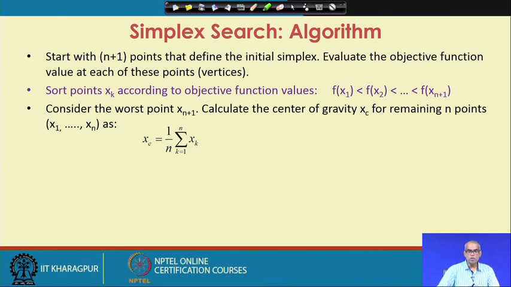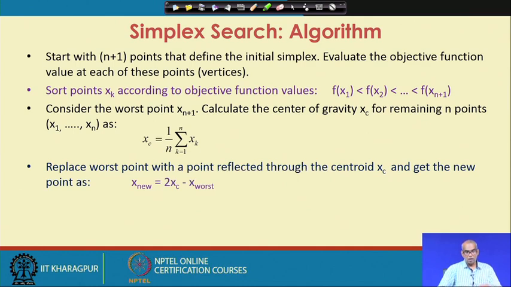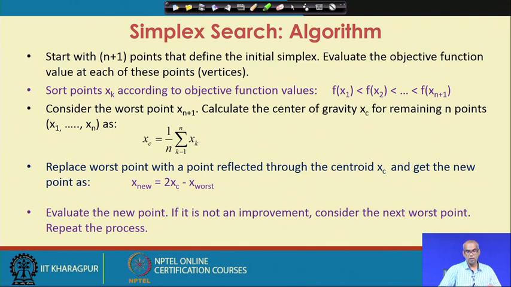So, consider now the worst point x n plus 1. Calculate the center of gravity x c for the remaining n points as x c equal to sigma k equal to 1 to n of x k divided by n. Replace the worst point with a point reflected through the centroid x c and get the new point as x new equal to 2 x c minus x worst. Evaluate the new point.